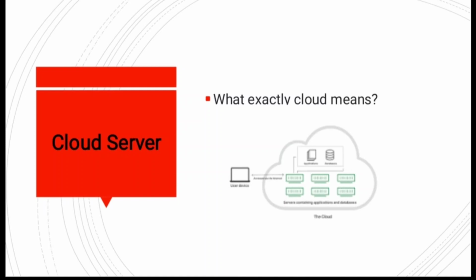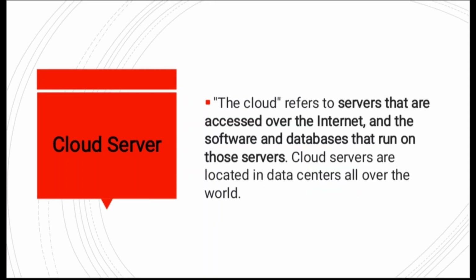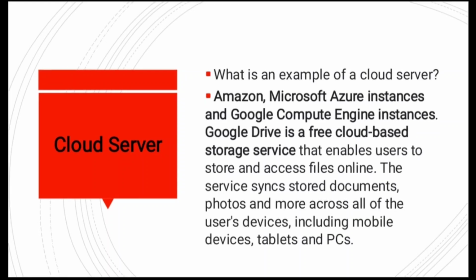Cloud server. So what exactly does cloud mean? The cloud refers to servers that are accessed over the internet, and the software and databases that run on those servers. Cloud servers are located in data centers all over the world. What is an example of a cloud server? Amazon Web Services, Microsoft Azure instances, and Google Compute Engine instances. Google Drive is a free cloud-based storage service that enables users to store and access files online.